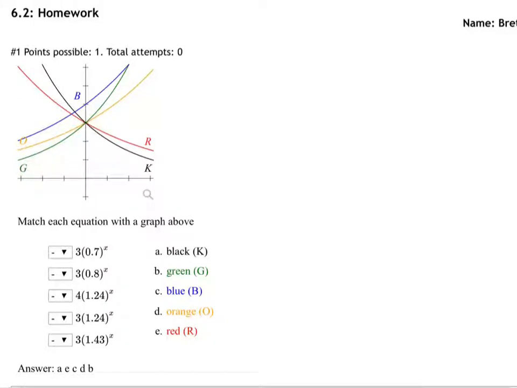Okay, so here we're on section 6.2. All right, so what is this section about? Well, it's about graphing exponentials. That's what this section's all about. Graphs of exponentials.